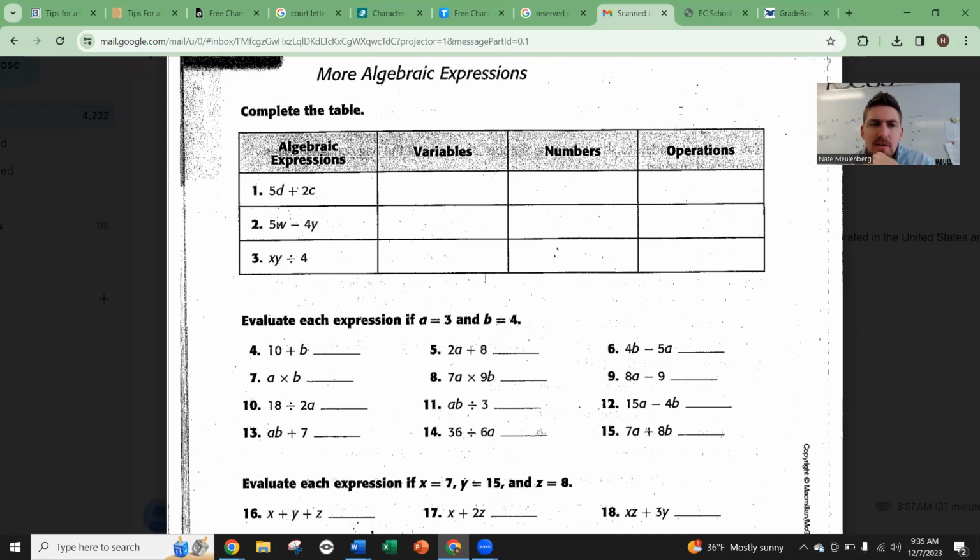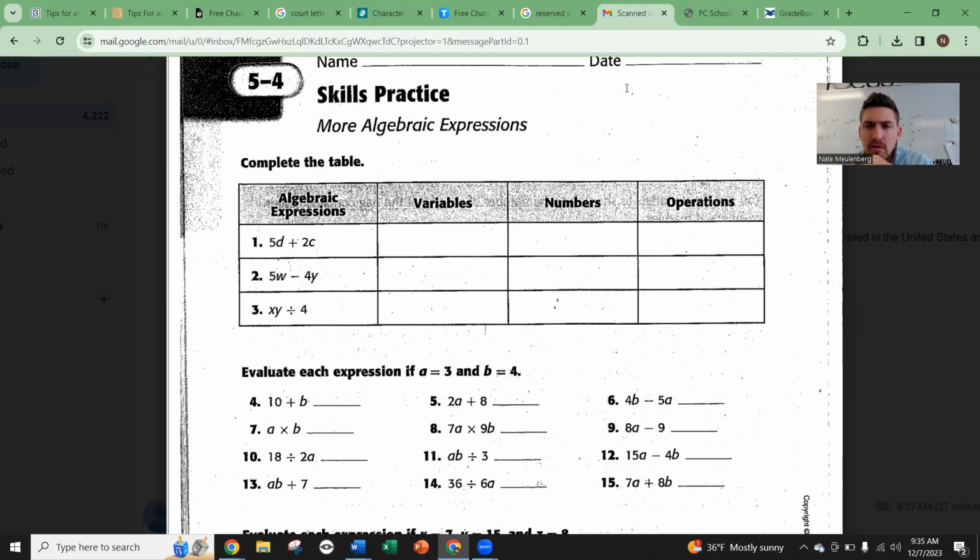We're looking today at 5-4. I'll have this uploaded to Google Classroom pretty quickly here. I did a lesson for the kids on the board. I just figured I'd do a separate one for you. I don't think this will take us too long.